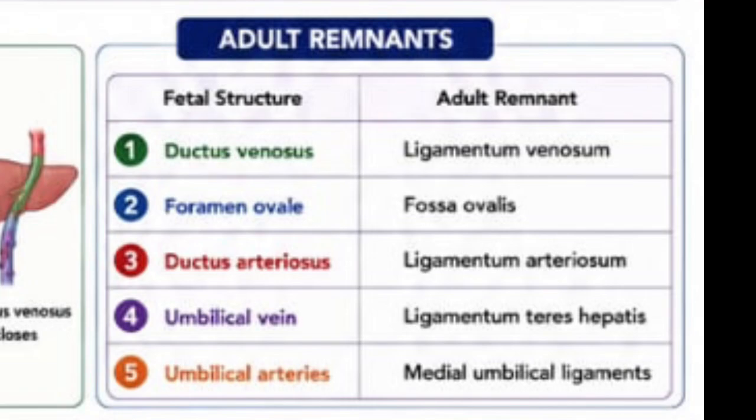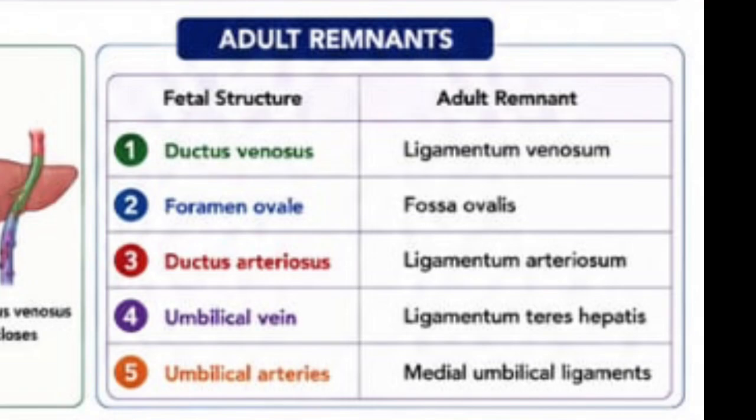So if the ductus venosus closes due to reduction in placenta blood flow, what happens? It forms what we call ligamentum venosum. If the foramen ovale closes due to high pressure in the left atrium, what happens? It will cause what we call fossa ovalis. If the ductus arteriosus closes, which is between the pulmonary trunk and the aorta, what happens? It will cause what we call ligamentum arteriosum.